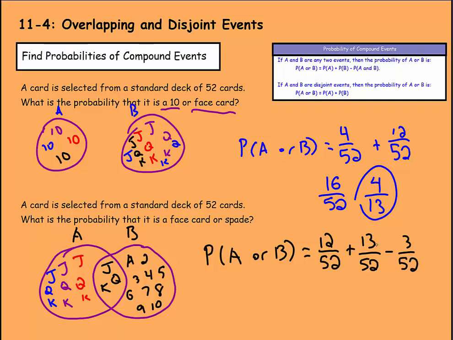So if I add and subtract here, 12 plus 13 is 25, minus 3 is 22. So that would give me a probability of A or B of 22 over 52. I know both of these can be divided by 2. That would give me 11 over 26.